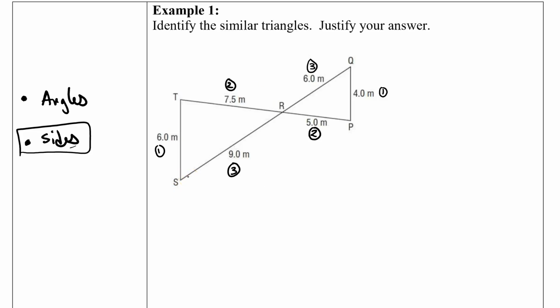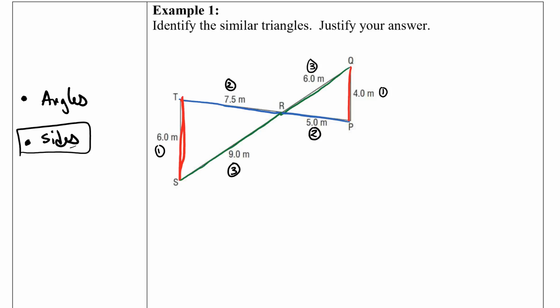So in essence, I'm going to see if ST is similar to QP. And I'm also going to see if TR is similar to PR. And lastly, I'm going to see if SR is similar to QR. So I'm going to set up a ratio of sides here.